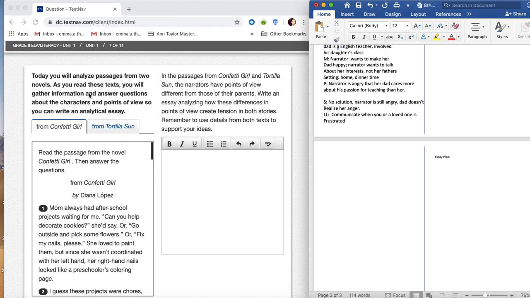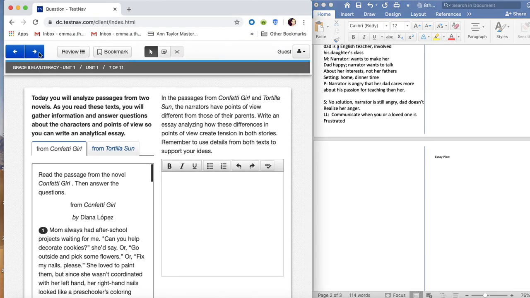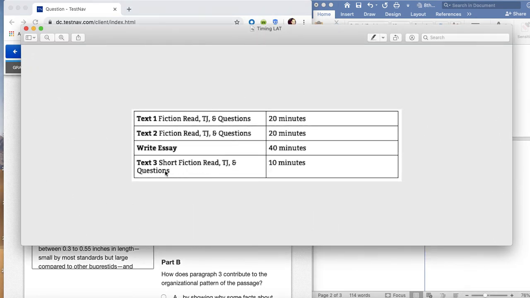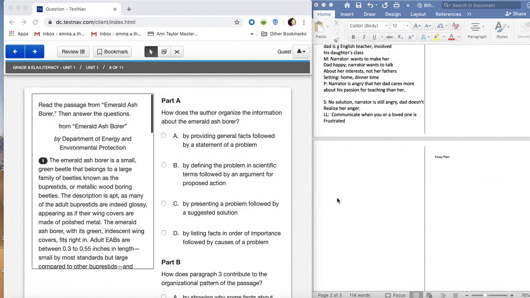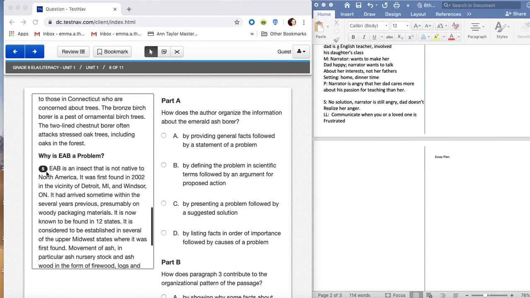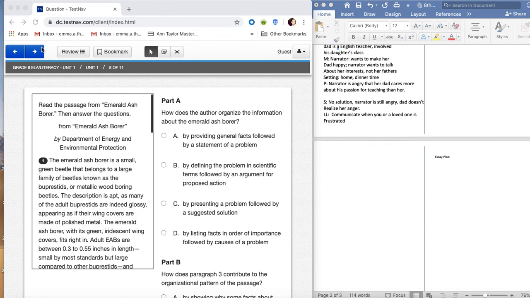So one quick note after that is that from here, remember, don't forget, you've still got, on our pacing, a third short fiction text to read. So you don't want to spend all your time just setting up and writing your essay. This is going to be the last text. Notice it's short. It's just 5 paragraphs. I told you it'd be short. But remember to save time for that at the end.